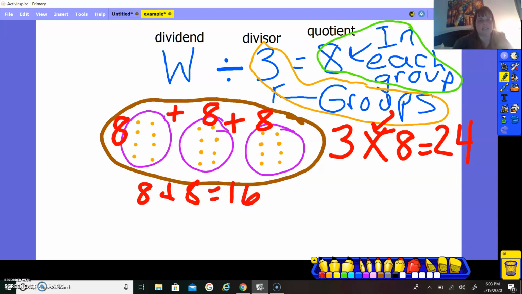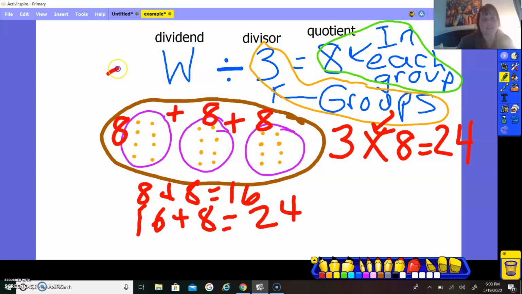And then 16 plus 8 equals, okay, let me think about this. So 16, I'm going to count on 17, 18, 19, 20, 21, 22, 23, 24. 16 plus 8 equals the product, really, of 24. So my dividend, my unknown, is 24. And I think I might write that down here.